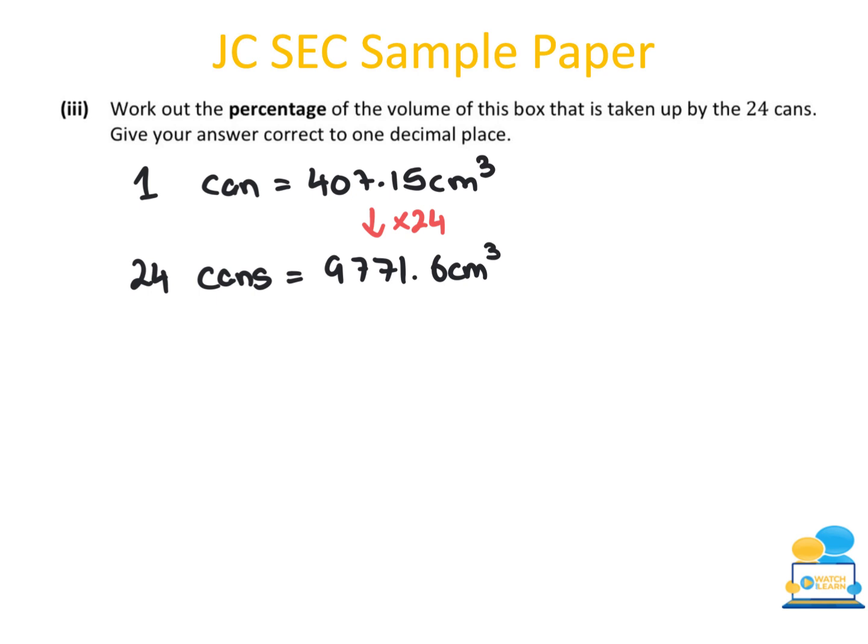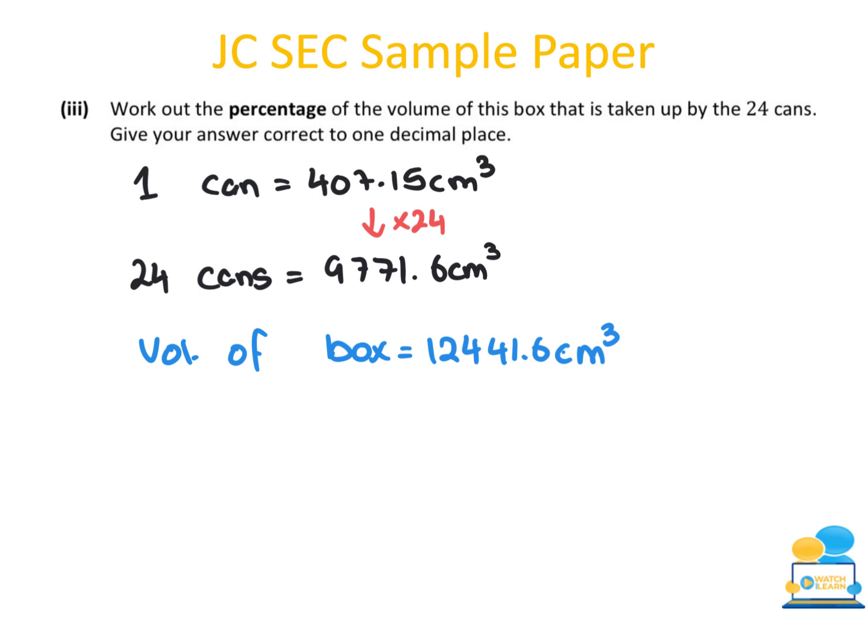Now we know the volume of the 24 cans, and from the previous question we have the volume of the entire box, and that was 12,441.6 centimetres cubed. So the question wants us to write a percentage of the volume that the cans take up in terms of the box. So to do this, I need to write it as a fraction first.